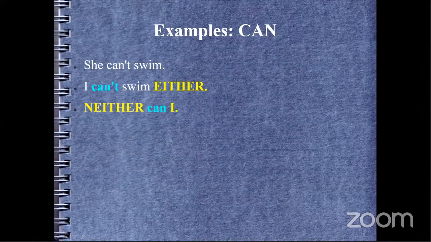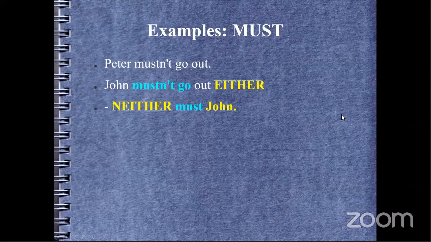Now, example with the modal can. I can swim. Neither can I. You see, she can swim. Neither can I is negative. So remember, for negative, neither. Then we have the modal auxiliary verb must. Peter must go out. Neither must John.